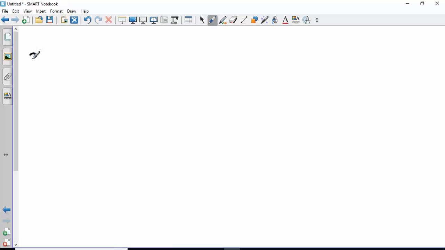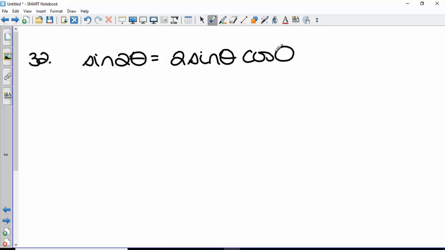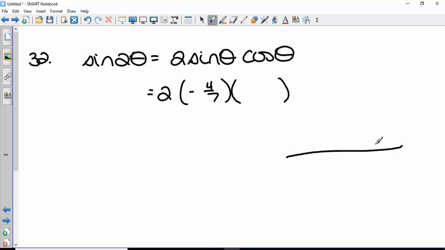32. We need sine 2 theta. So this formula, sine 2 theta is 2 sine theta cosine theta. We have sine theta in our problem. It gives us that that is negative 4/7, but I don't have cosine. So we need to find that.